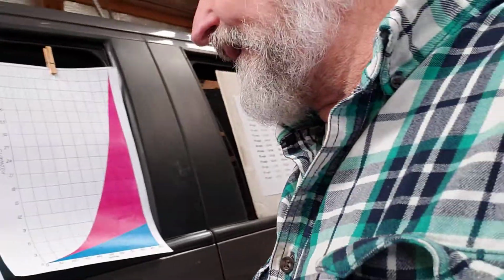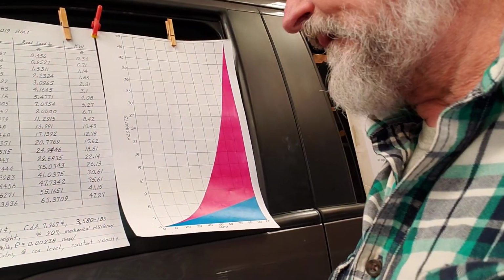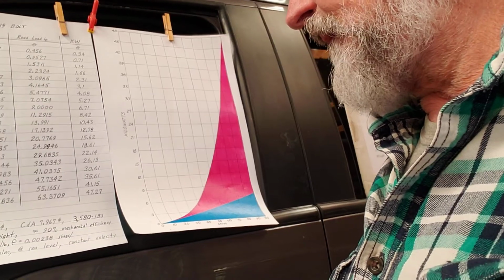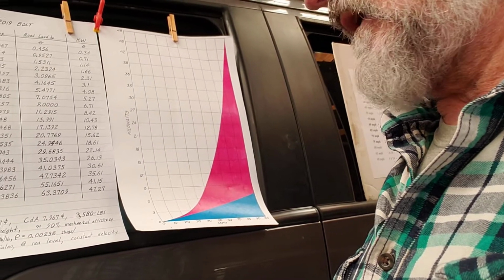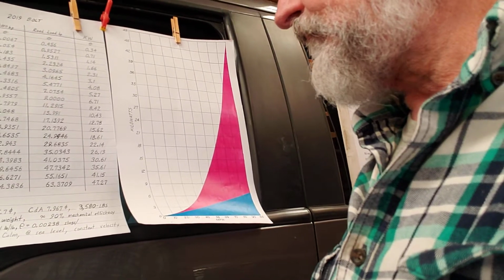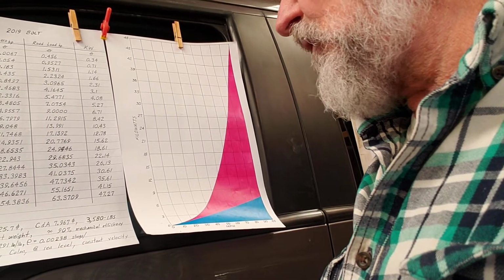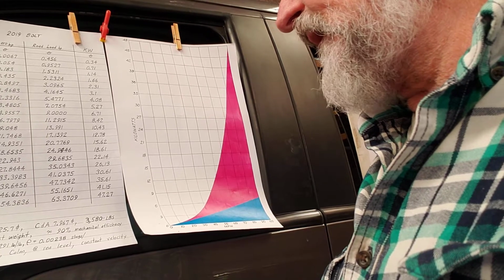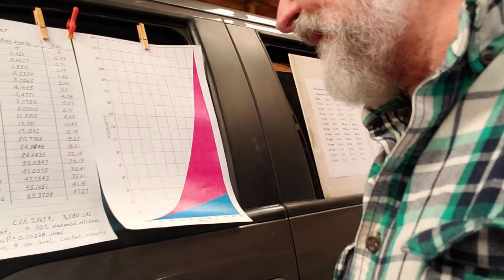Let's see, any more information on here? Yes. The CDA of our car is 7.967. And the EPA test weight is 3,880 pounds. So, straight, level, dry, calm, sea level, constant velocity.